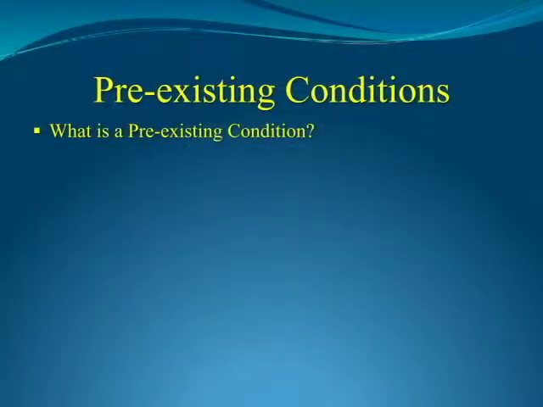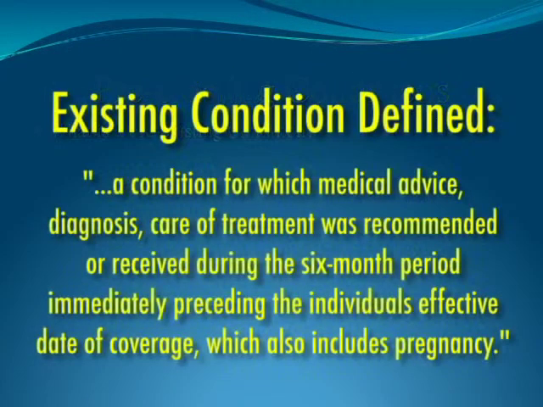So what is a pre-existing condition provision as defined by Oregon statute? The provision applies only to a condition for which medical advice, diagnosis, care or treatment was recommended or received during the 6-month period immediately preceding the individual's effective date of coverage, which also includes pregnancy.